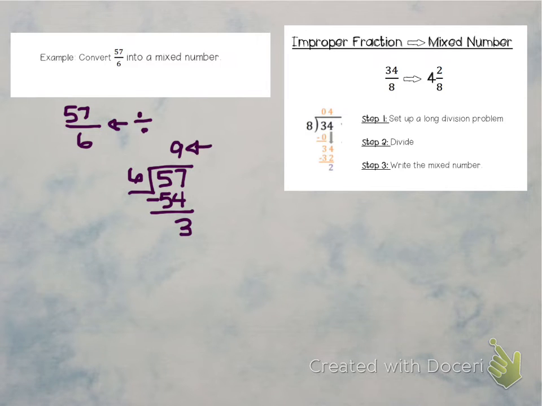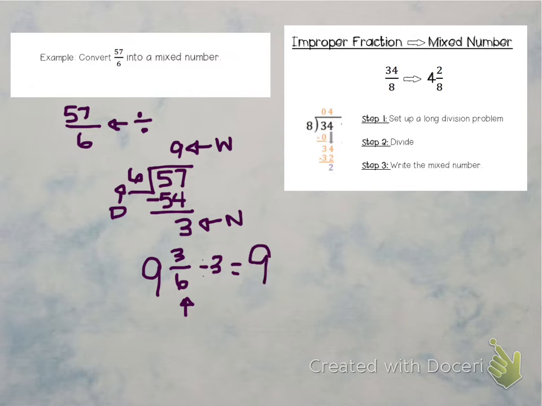Okay, so this becomes our whole number. This becomes our numerator. And this becomes our denominator. So we have 9 and 3 over 6. Now we're going to look at our fraction, and right here we should notice that we can simplify that. And so we're going to say, what divides into 3 that also divides into 6? And our answer should be 3. Okay, so we're going to keep our whole number and say 3 divided by 3 is 1, and 6 divided by 3 is 2. So now we have a mixed number.